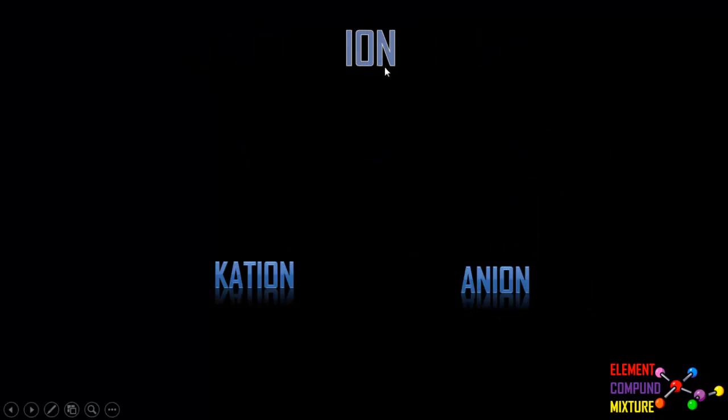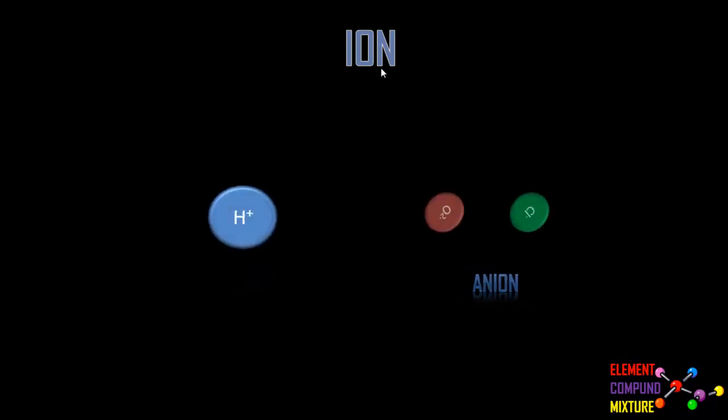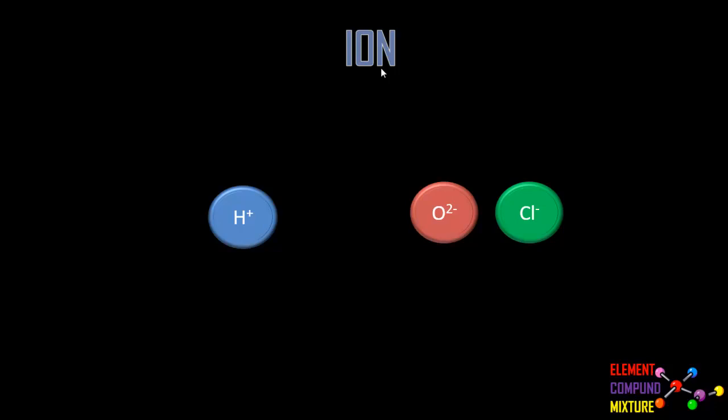So if an atom receives or donates an electron, it will be an ion. There are two kinds of ion. The first is cation and the second is anion. Cation is the positive ion and anion is the negative ion.